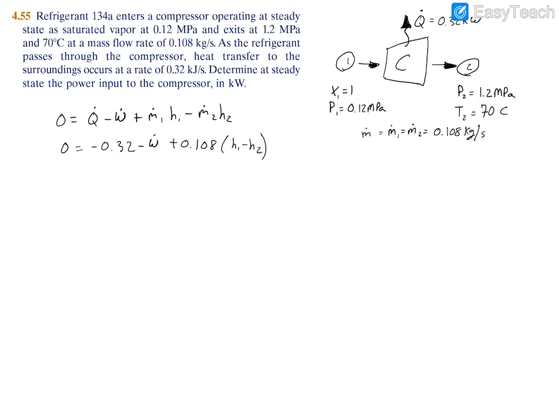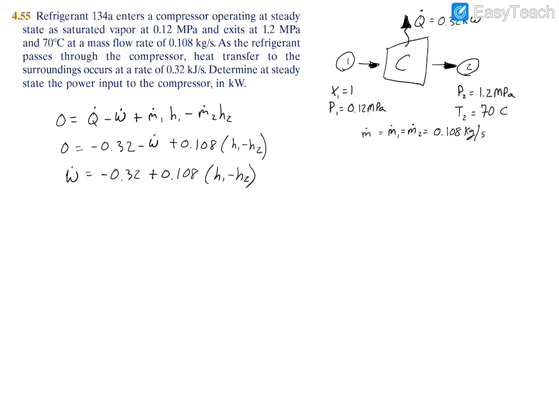Now, the variable we're looking for is the power, and the unit's going to be in kilowatts. So we'll just move the W dot to the other side, and you'll have W dot is equal to negative 0.32 plus the mass flow rate, 0.108, times the difference in enthalpies. So all we need to do now is find H1 and H2.